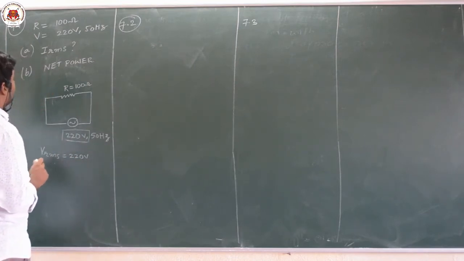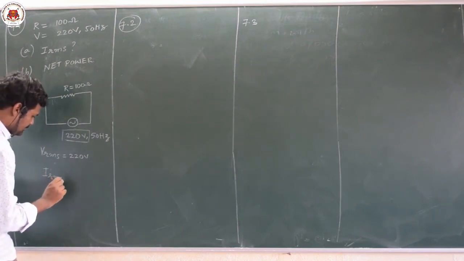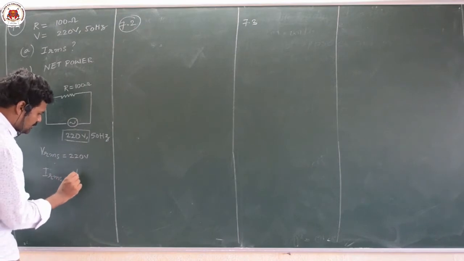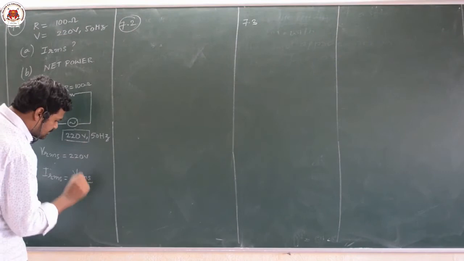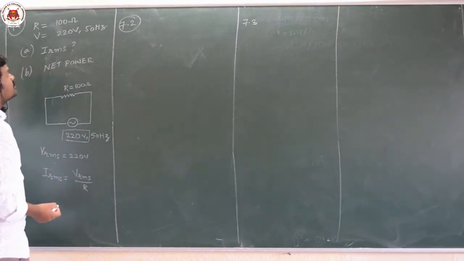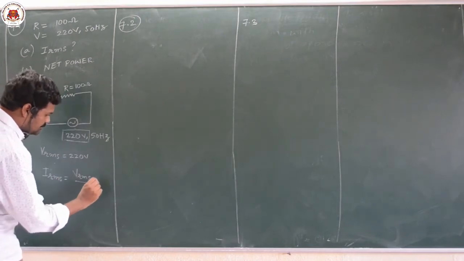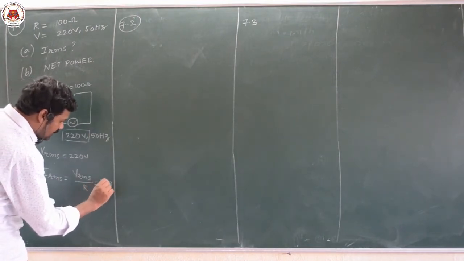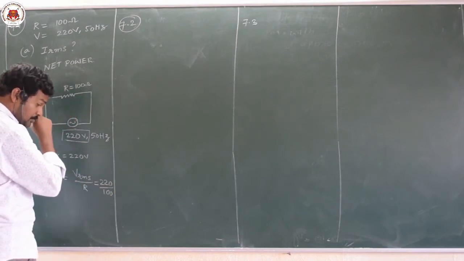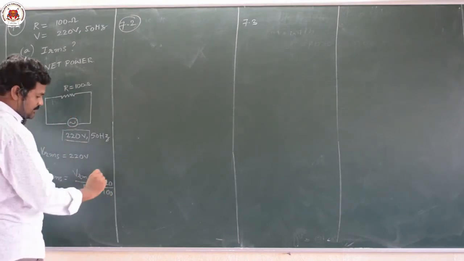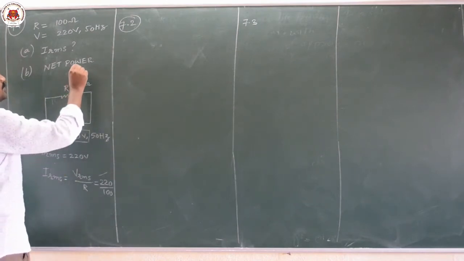Now we want IRMS. Very simple. IRMS is equal to VRMS by resistance. So it is 220 divided by 100. You will get 2.2. This is the answer. Next, what is the net power in full cycle is asked.